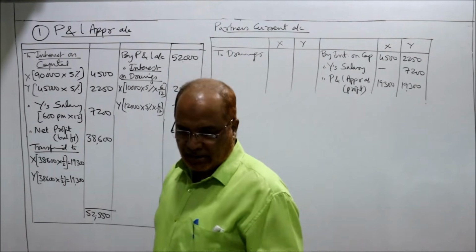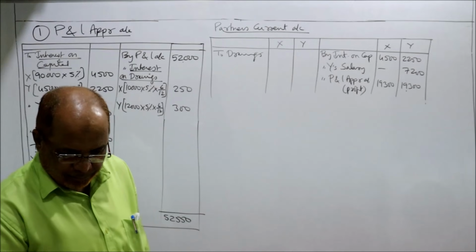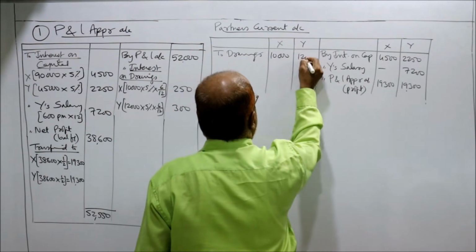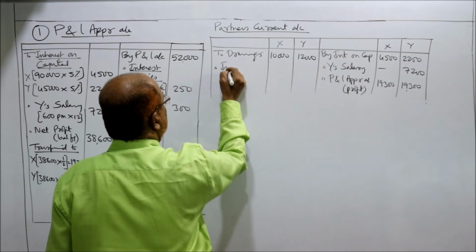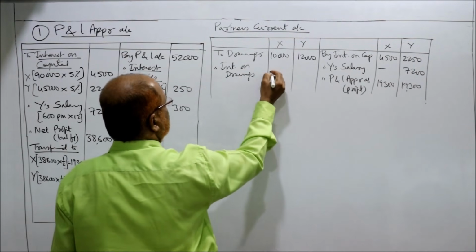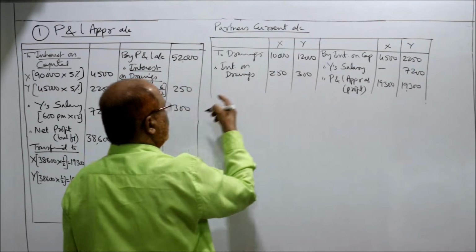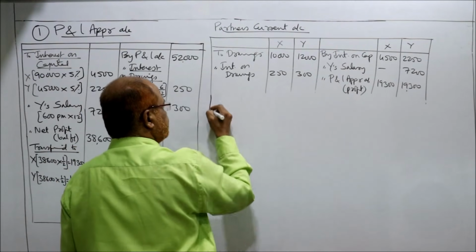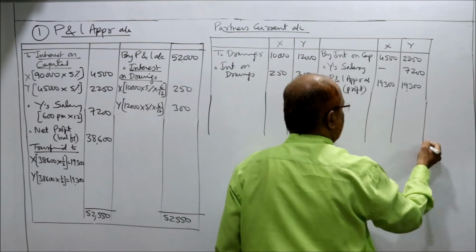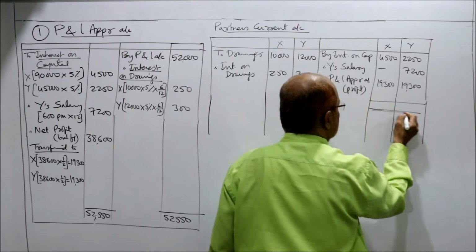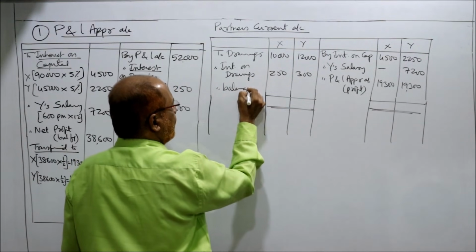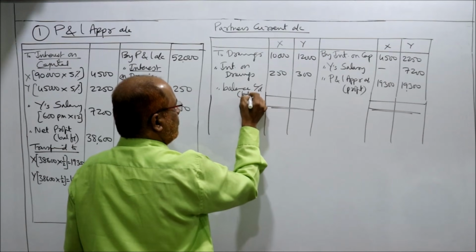Always we should take drawings on the debit side. How much are the drawings given? 10,000, 12,000. Apart from that, interest on drawings, 250 and 300. Here we have calculated. Come on, we have taken all the values. Now we'll find out the balance. Balancing figure.